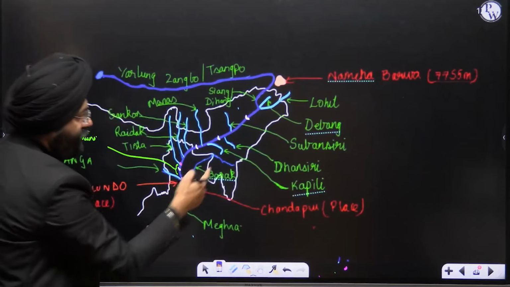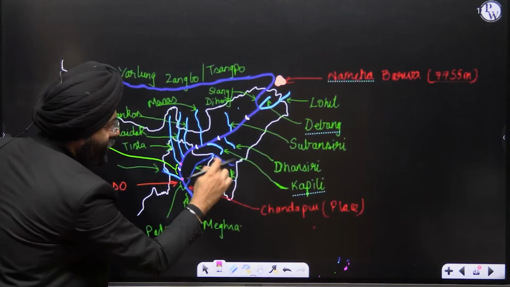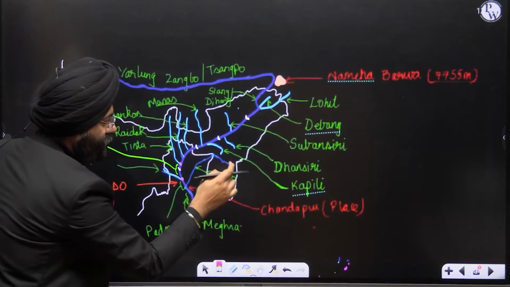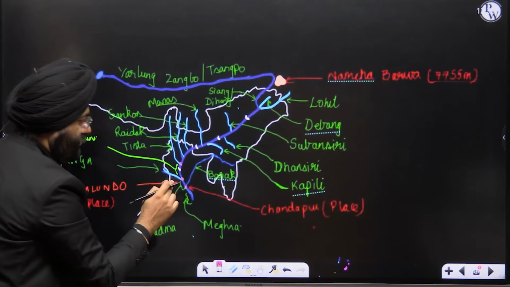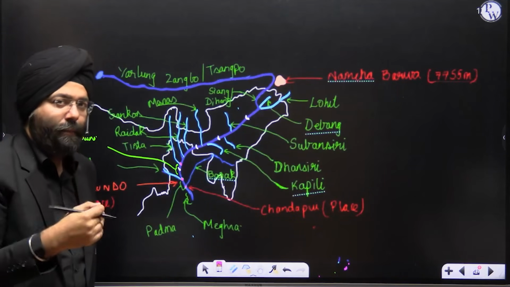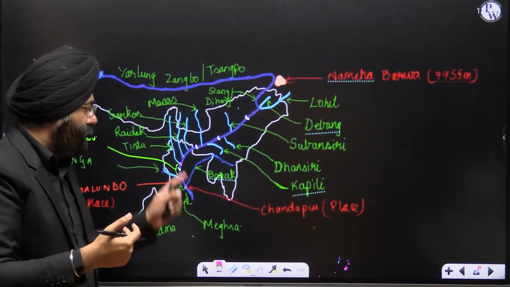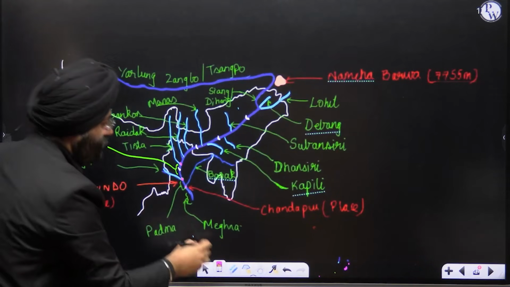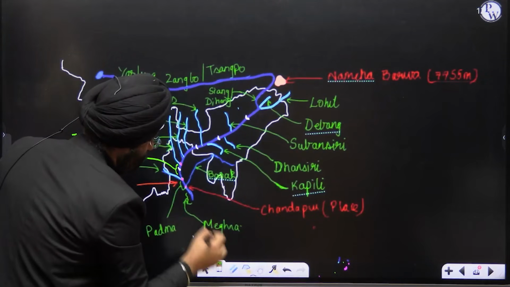Now what happens is, as it moves ahead, the Barak river, which originated from the Manipur hills, merges with what? The Padma river. When the Barak river, rising from the Manipur hills in northeastern India, merges with Padma, it is known as Meghna.